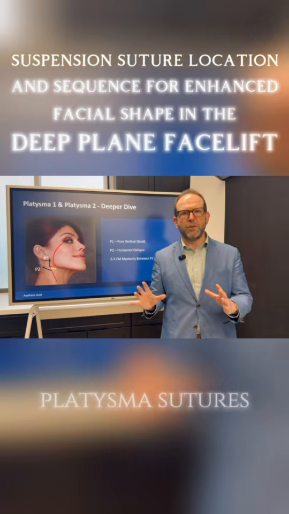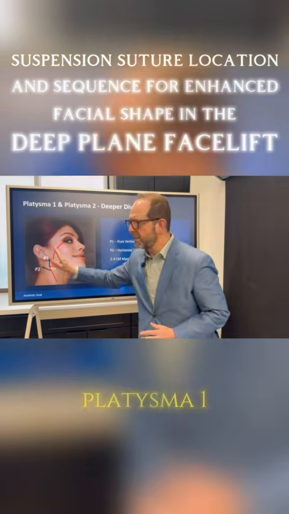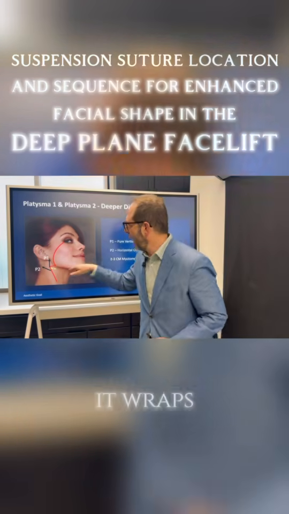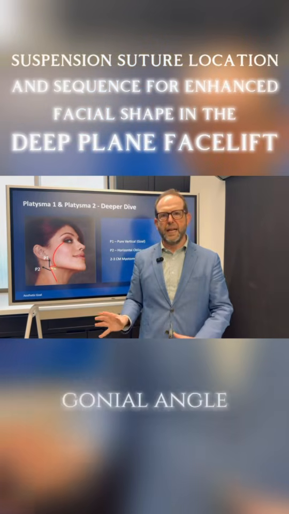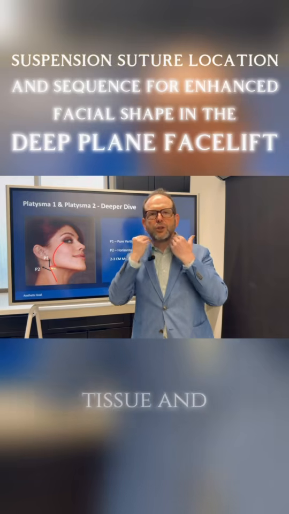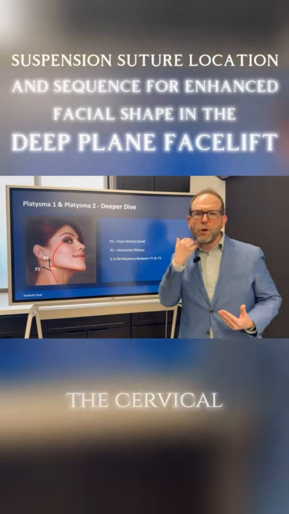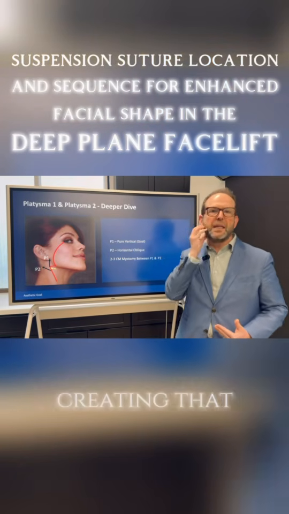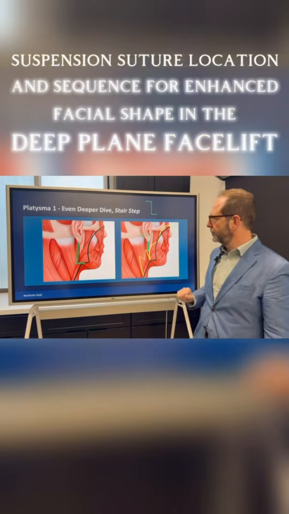Now, the platysma sutures do two things. One is platysma 1 going mostly vertical. It wraps the tissue around the gonial angle and it gives definition there. Whereas platysma 2 is back and it's pulling soft tissue and looseness out of the cervicomandibular angle break point, creating that definition of the jaw above.